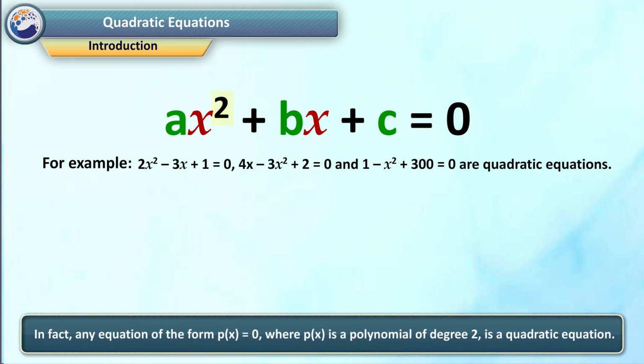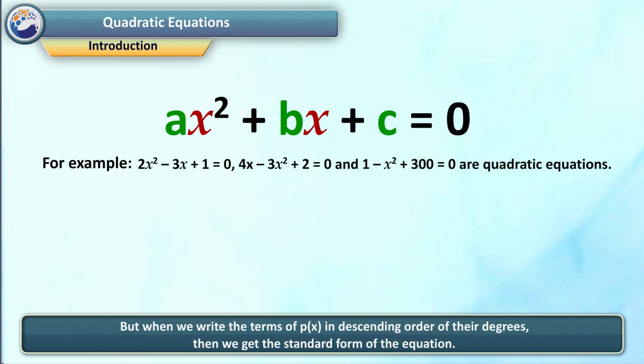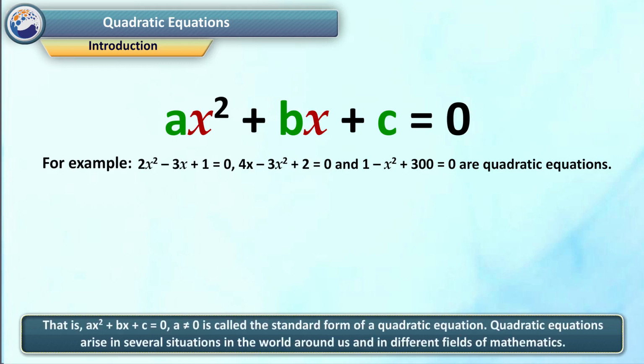In fact, any equation of the form p(x) is equal to 0, where p(x) is a polynomial of degree 2, is a quadratic equation. But when we write the terms of p(x) in descending order of their degrees, then we get the standard form of the equation. That is, ax squared plus bx plus c is equal to 0, where a is not equal to 0, is called the standard form of a quadratic equation. Quadratic equations arise in several situations in the world around us and in different fields of mathematics.